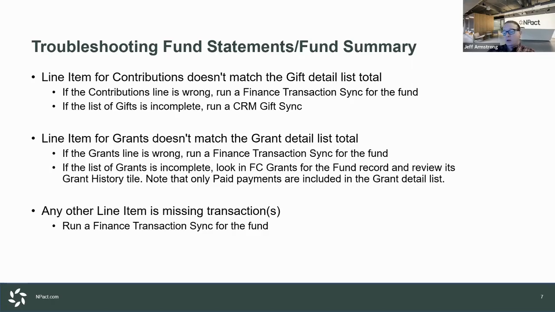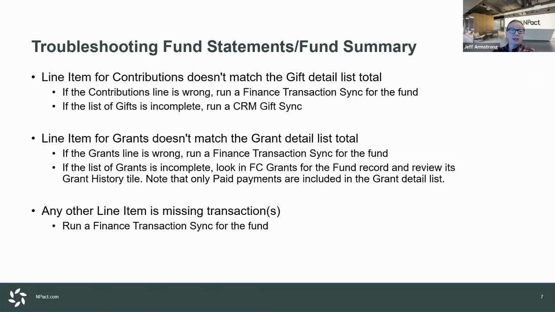So the first issue that we see somewhat regularly is that a client will report that for a particular fund, the contributions line item doesn't match the gift detail list. So at the top, you'll see $50,000 in contributions were made to the fund, but then the list of gifts maybe is only showing $40,000 in gifts that have come in, or maybe it's showing $60,000. And so those numbers don't match. So first of all, figure out which one is wrong.